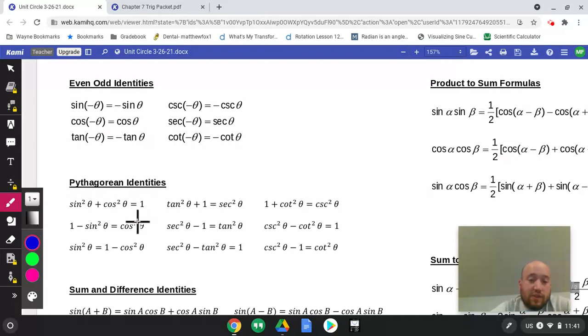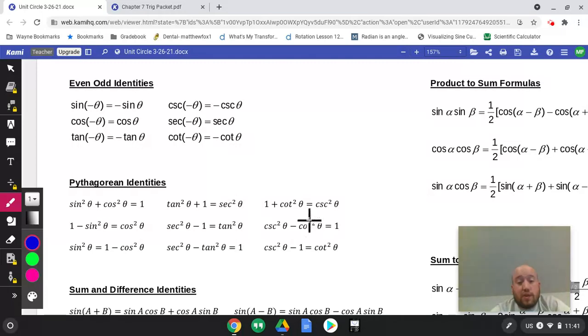Now all we have to do is manipulate it to get these other two options. These are just different versions of the same. Kind of like how for example, my name, sometimes on mail it comes Matthew Fox, sometimes it comes Fox Matthew. It's the same thing. It still talks about me. If we move it in a different order, sine squared theta plus cosine squared theta equals 1. If I subtract this over, then 1 minus sine squared theta equals cosine theta squared. In the same way, if I subtract that over, I'll get sine squared theta equals 1 minus cosine squared theta.